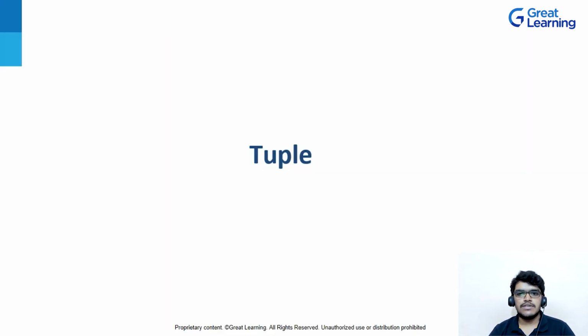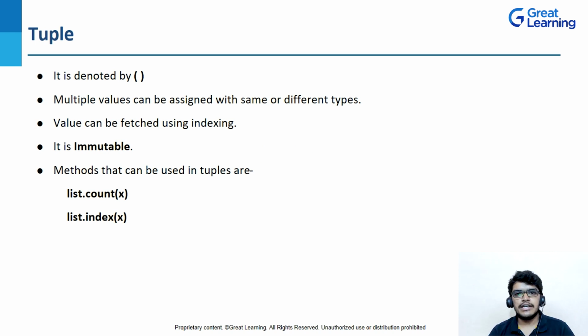So after list, let's see what tuples are. A tuple is also a data structure, and it is denoted by round brackets. In tuples also, multiple values can be assigned with the same or different data types. Moving further, the value can be fetched using indexing, same as list. So what's the difference between list and tuple? In list, we can change the value, that means lists are mutable. Coming to the tuple, you cannot change the value, so tuple is immutable. Now moving to the last point, let's see some methods that we can use in tuples. We can use count, we can use index.